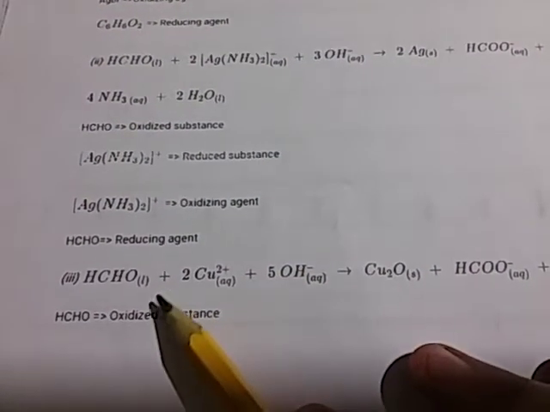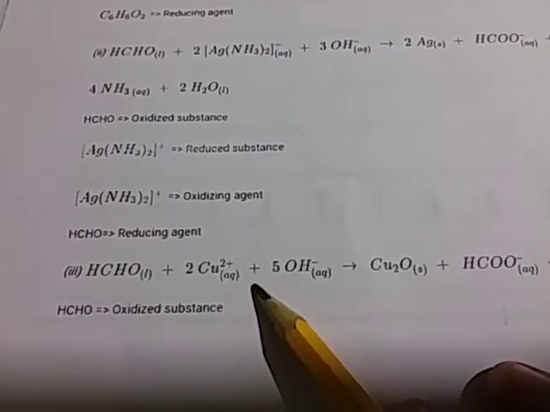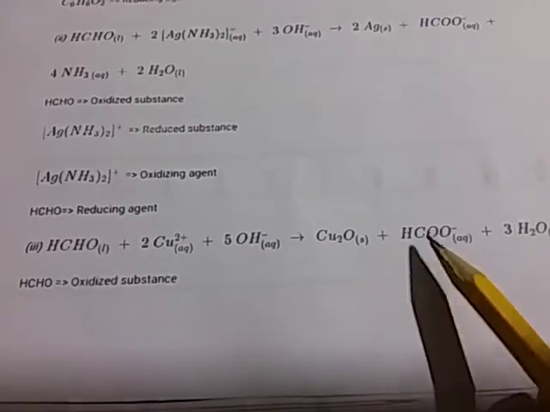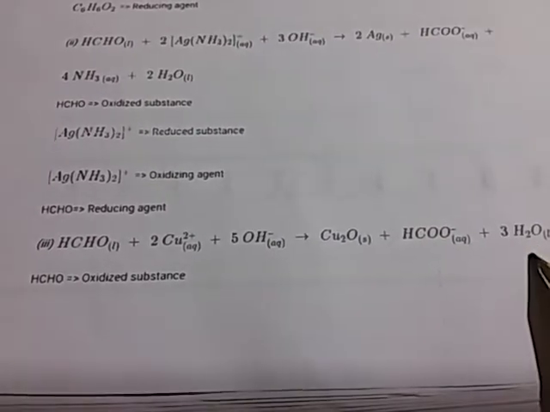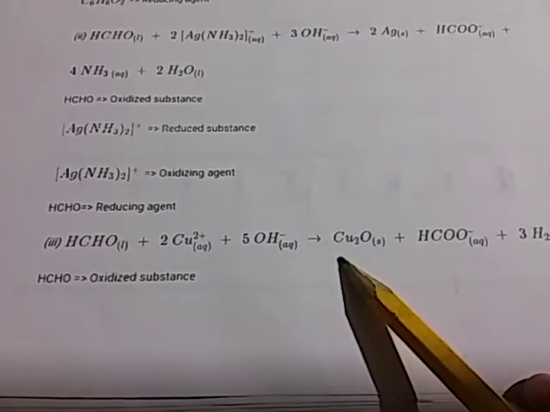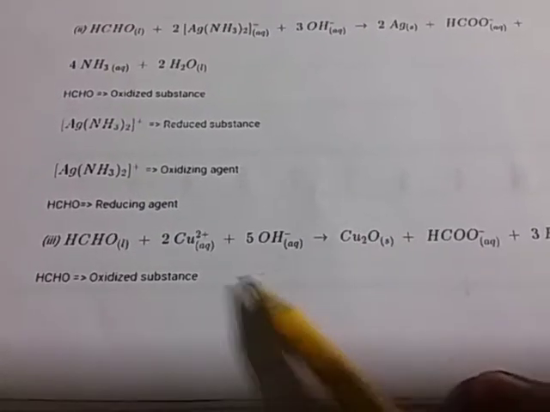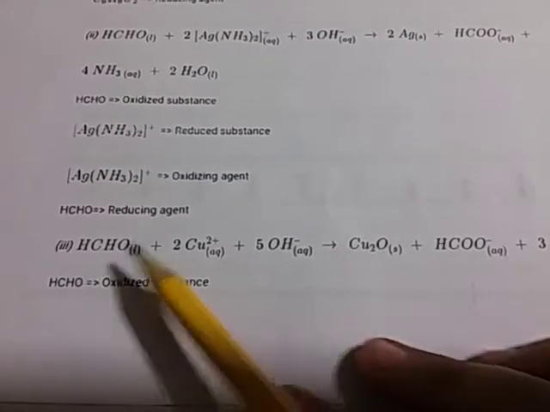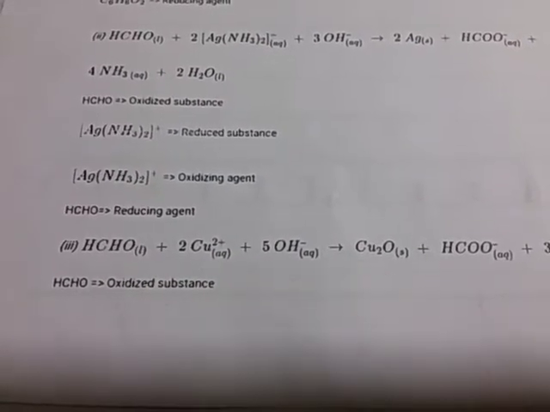Then the third: HCHO plus 2Cu2 plus plus 5OH minus converts into Cu2O plus HCOO minus plus 3H2O. Here copper 2 plus converts into copper oxide, and oxygen is added to HCHO, so oxidation is represented and HCHO is responsible for it. So HCHO is the oxidized substance.